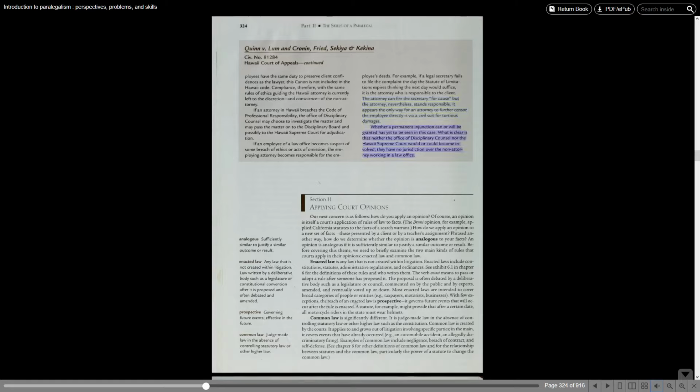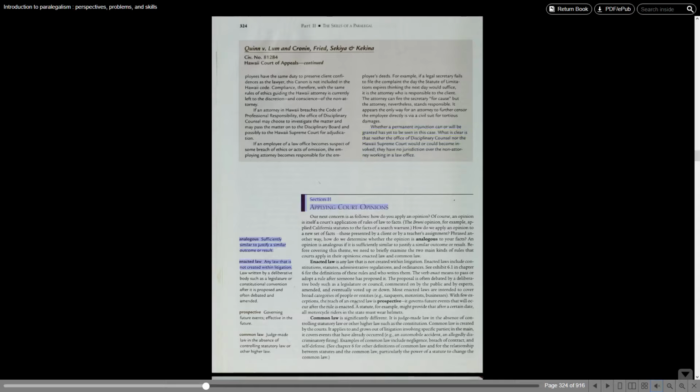damages. Whether a permanent injunction can or will be granted has yet to be seen in this case. What is clear is that neither the Office of Disciplinary Counsel nor the Hawaii Supreme Court would or could become involved. They have no jurisdiction over the non-attorney working in a law office.